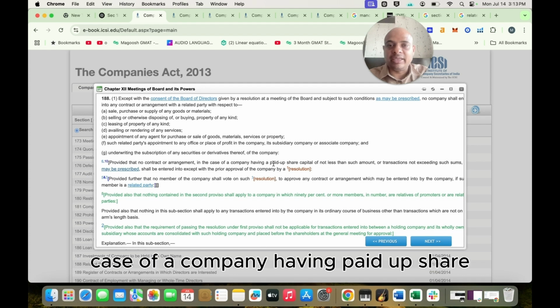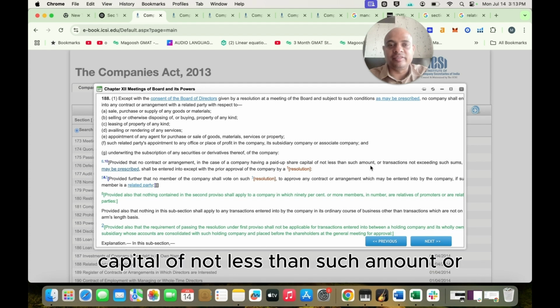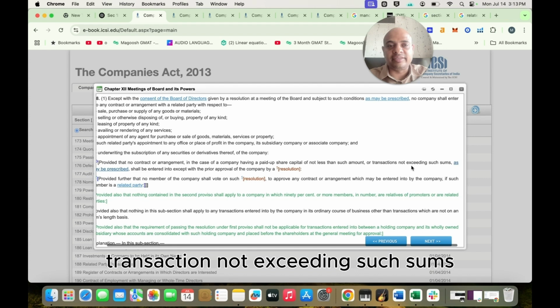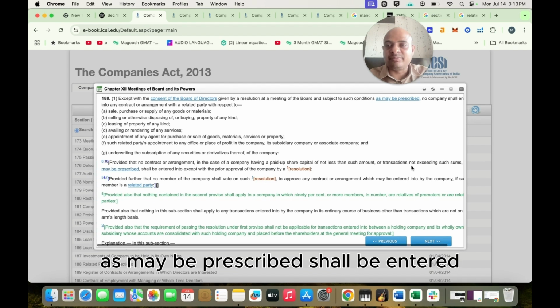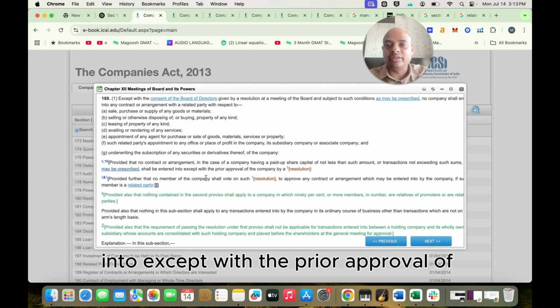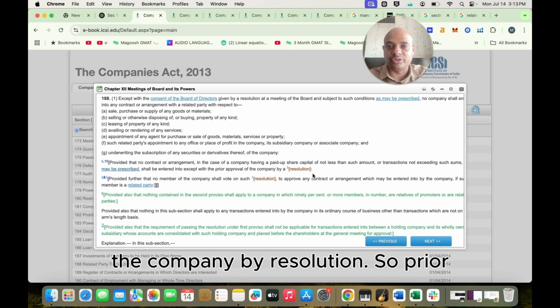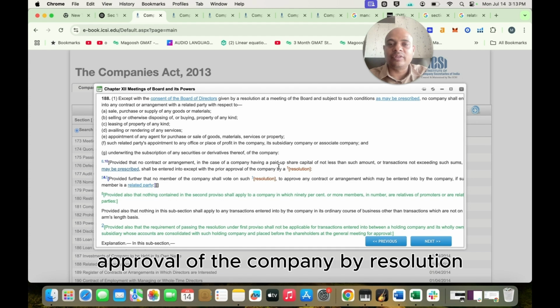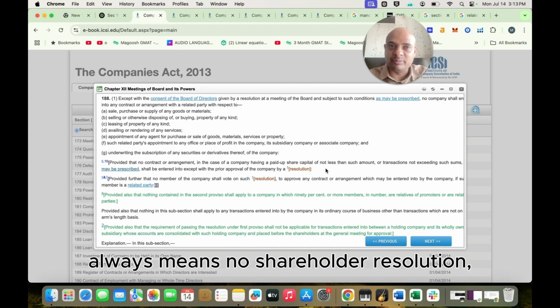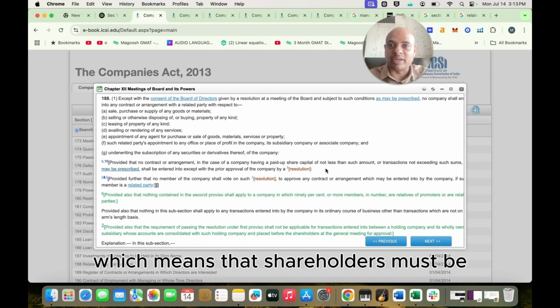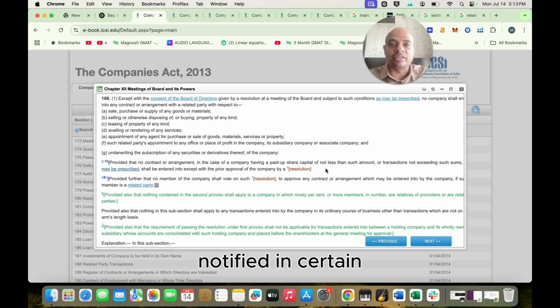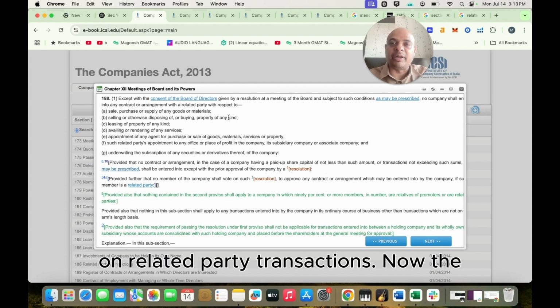in case of a company having paid up share capital of not less than such amount, or transaction not exceeding such sums as may be prescribed, shall be entered into except with the prior approval of the company by a resolution. So prior approval of the company by a resolution always means a shareholder resolution, which means that shareholders must be notified in certain circumstances on related party transactions.